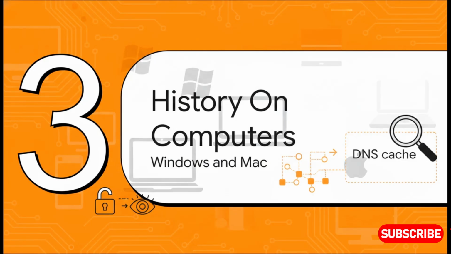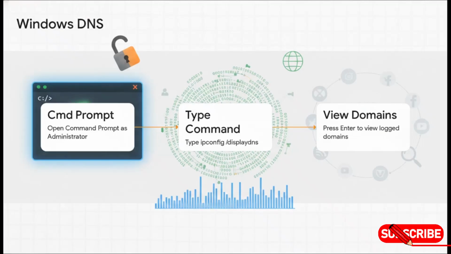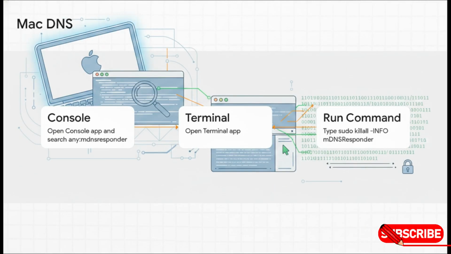All right, Section 3, Viewing History on Computers. Windows and Mac walkthrough. Now that we've totally busted the myth that your data just magically vanishes, let's see how you can actually view this hidden data yourself. For Windows users, let's take this step by step. First, you're going to open your command prompt as an administrator. Then type ipconfig /displaydns and hit enter. What pops up might honestly shock you. You'll see this massive, instant list of your recently visited domains, including all the ones you went to during your private incognito sessions. And Mac users, don't think you're off the hook here.